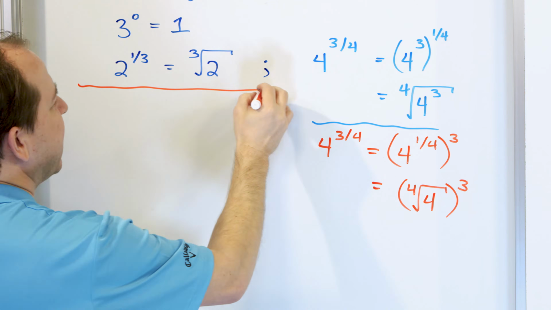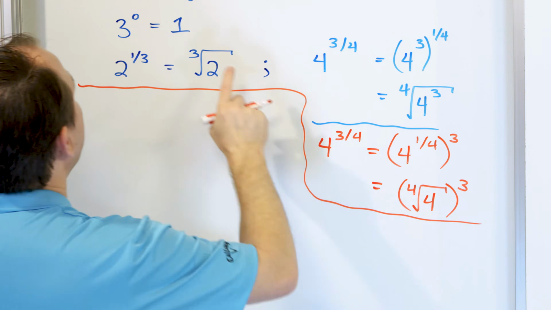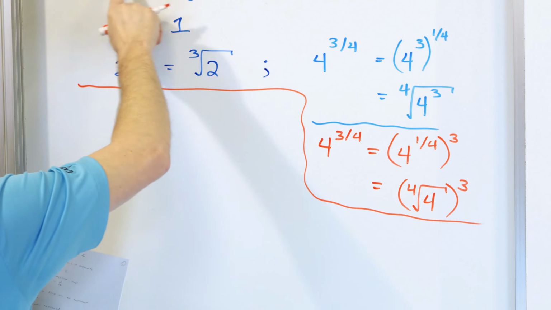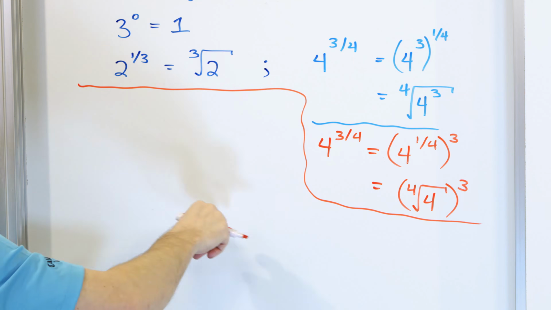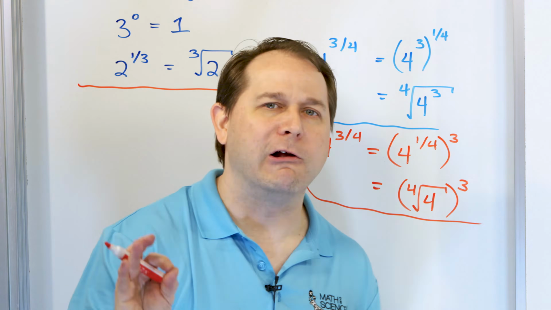Now this is all stuff that we have learned in the past. What do you do when you have a positive exponent? What do you do when you have a negative exponent? What do you do when you have a 0 exponent? What do you do when you have a fractional exponent? We've covered all of that.